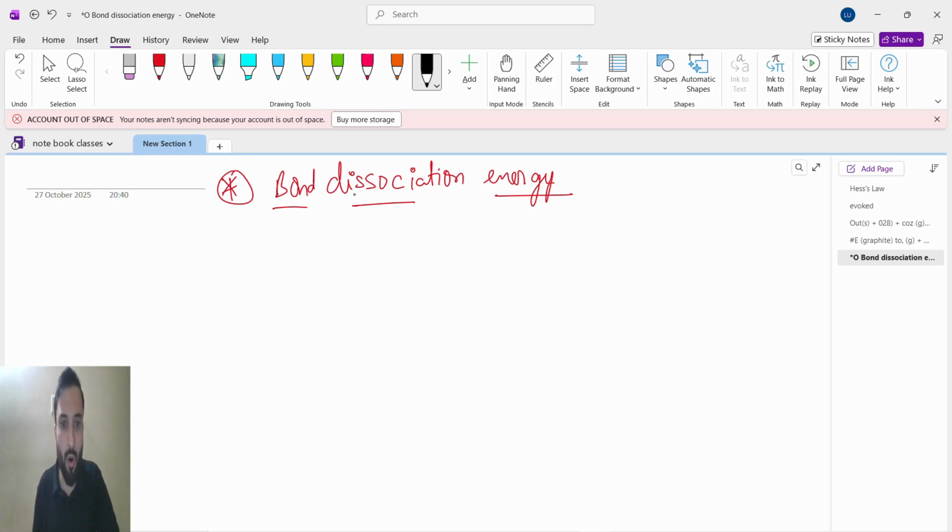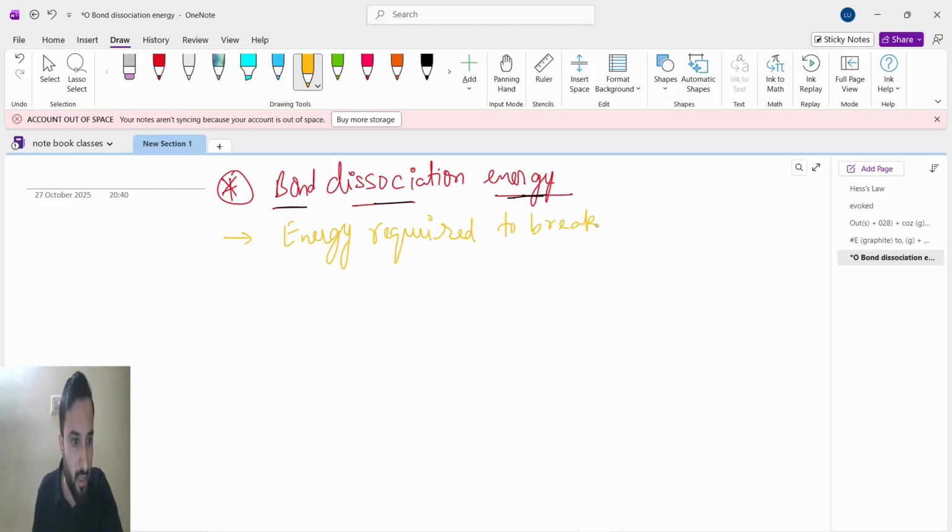Okay, so bond dissociation energy means breaking of a bond. So the energy required to break the bond, that is bond dissociation energy. Dissociation means breaking down, association means combine. So bond dissociation energy we will write here: energy required to break. Whenever we talk, guys, we will talk in the standard condition.